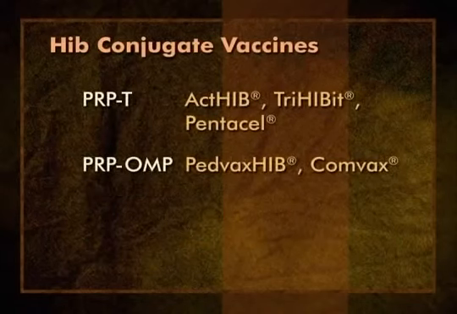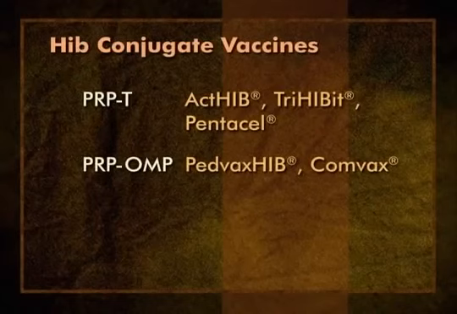PRP-T Hib vaccine is marketed as ActHIB and is included in the combinations TriHIBit and Pentacel. PRP-OMP is marketed as PedvaxHIB and is included in the combination Comvax. We will talk more about the combination vaccines a little later. A third Hib conjugate vaccine, HibTITER, is no longer available in the U.S.